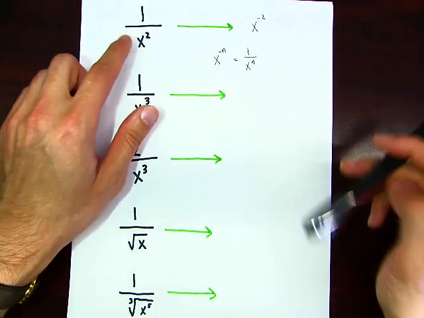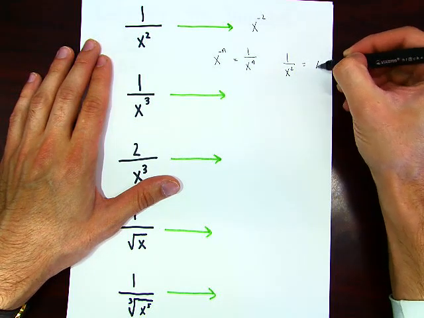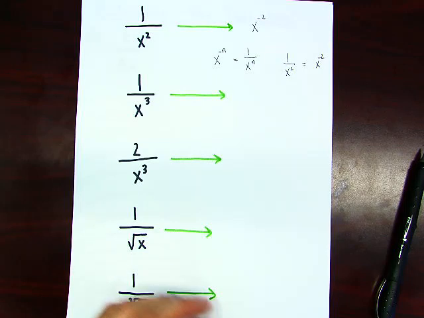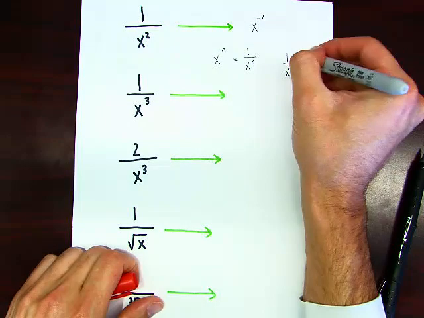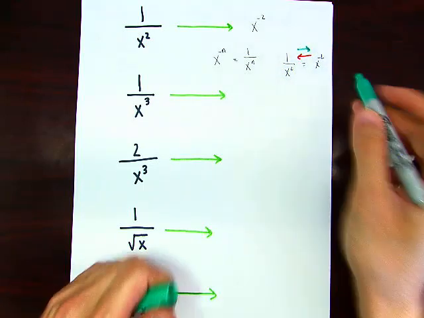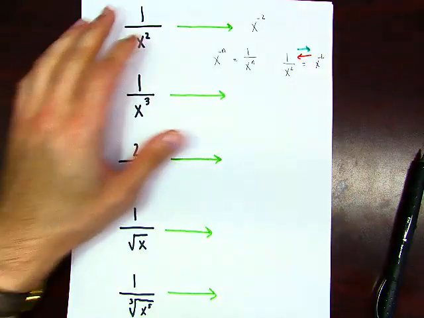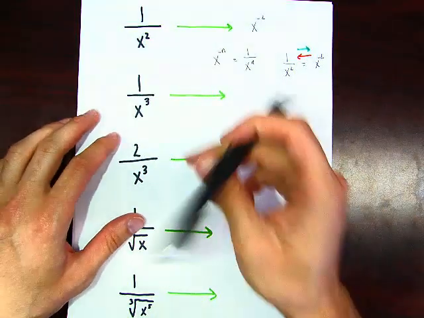So remember that 1 over x squared is the same as x to the minus 2. So you can go this way, or you can go this way, right? They're both equal to each other. And that's what we're going to need to do when we have some more difficult functions and we want to take the derivative.